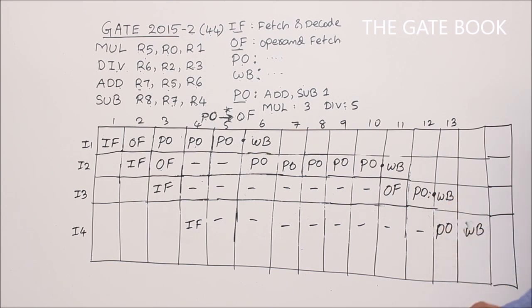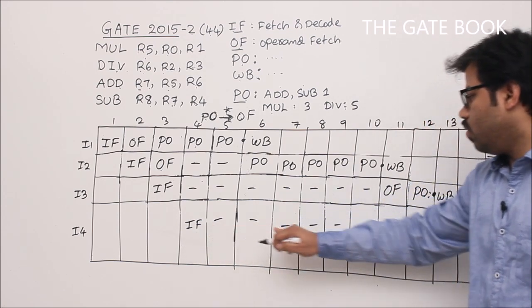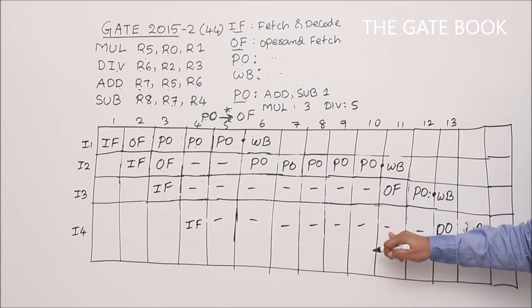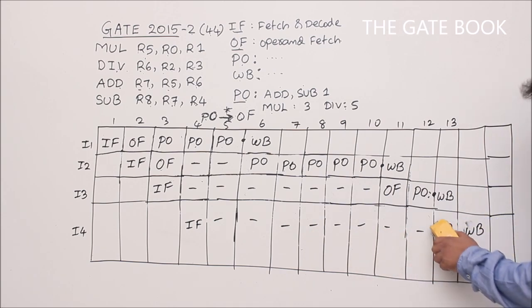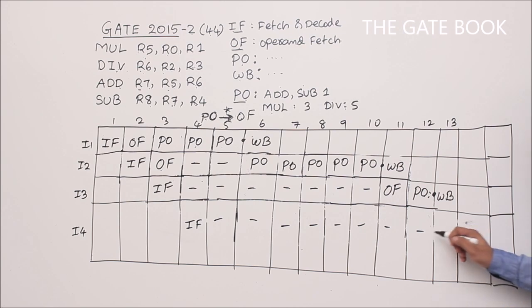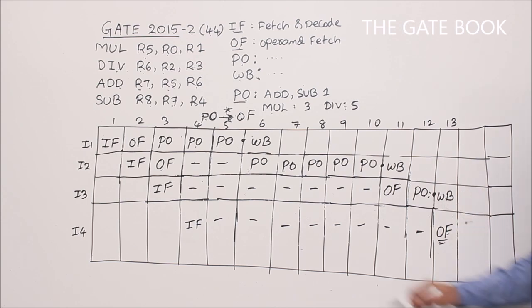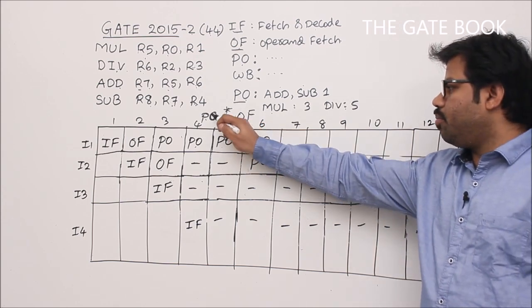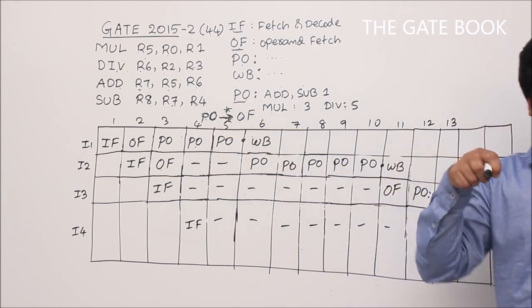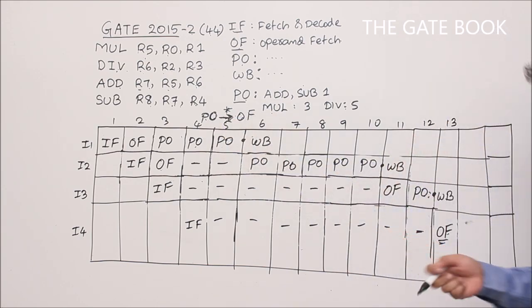Yes, I3. I4's fetch is here. Then 1, 2, 3, 4, 5, 6, 7. We cannot do anything here. I forgot, OF is missing actually, correct? That is what we have to do here. Then in this stage we will be doing OF, right? Now, to do operand fetch, data is already available. See why I am focusing on OF? Because data should be forwarded between PO and OF. Without data availability, we can't do OF.